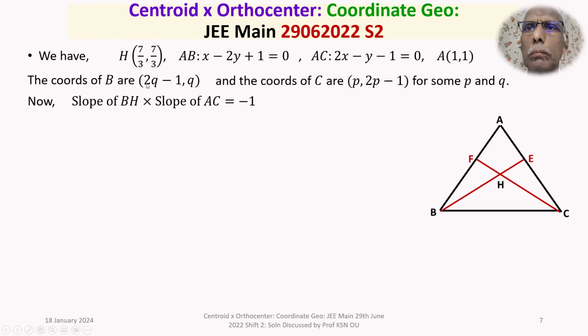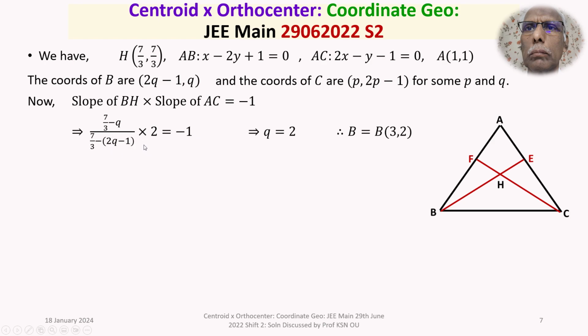The B coordinates are here, H coordinates are here. So y2 minus y1, 7 by 3 minus q, by x2 minus x1, 7 by 3 minus in brackets 2q minus 1, multiplied by the slope of AC. The slope of AC is 2, y is equal to 2x. Agreed. So that will be this one. Agreed. So it is a very simple exercise now.